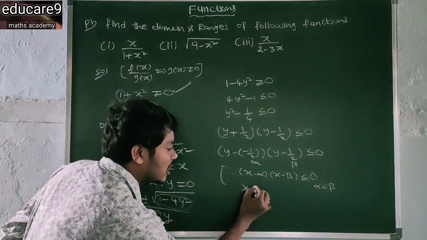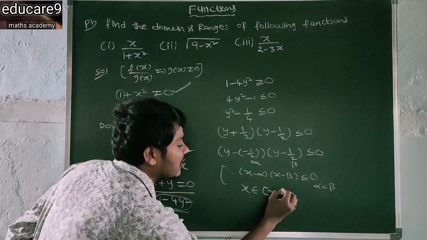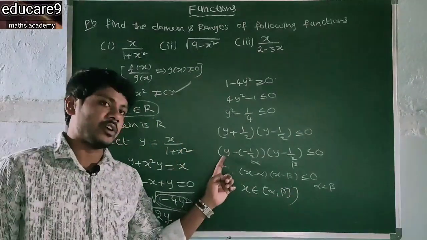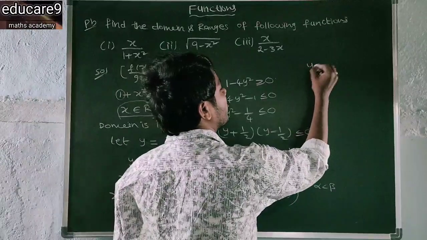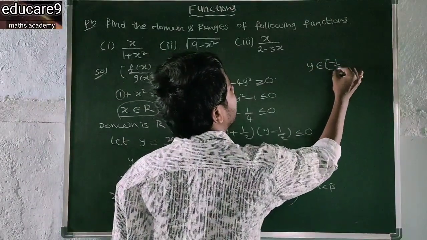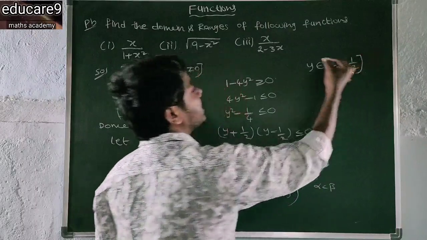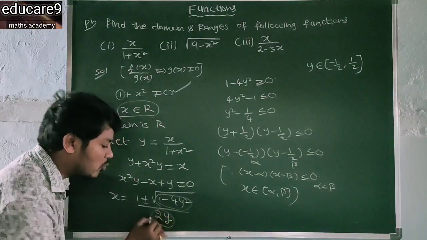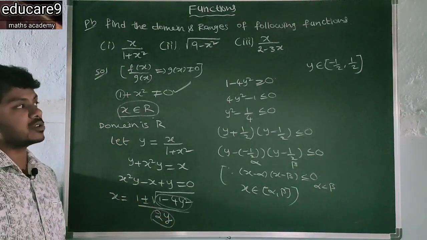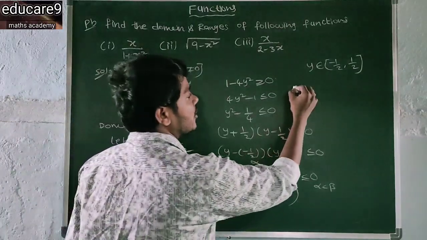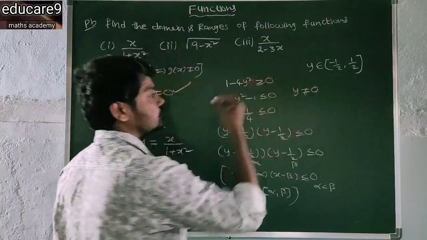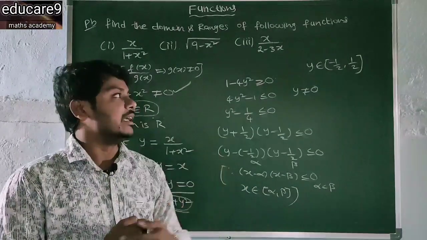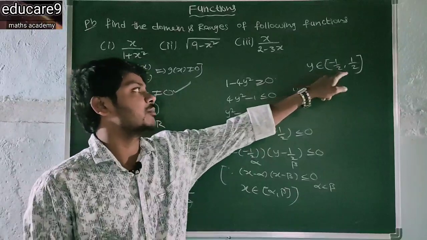Then x values are what? Closed interval alpha comma beta. But here in place of x, y is there. So therefore y belongs to the closed interval minus 1 by 2 comma 1 by 2. And one more condition, denominator is what? y. So y is not equal to 0. So remove this 0 from the given interval, that is minus 1 by 2, 1 by 2.